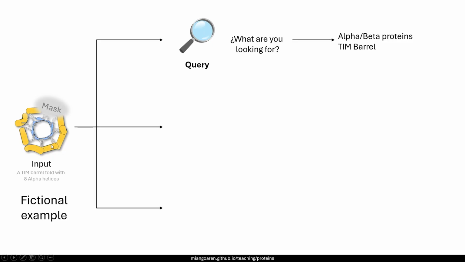So for this, we are looking precisely for the query, the key, and the values. In this case, queries represent what information you are looking for. Since we are talking about a protein that is a TIM barrel, a protein that integrates elements of alpha and beta secondary structure, we are looking for information within these specific categories.